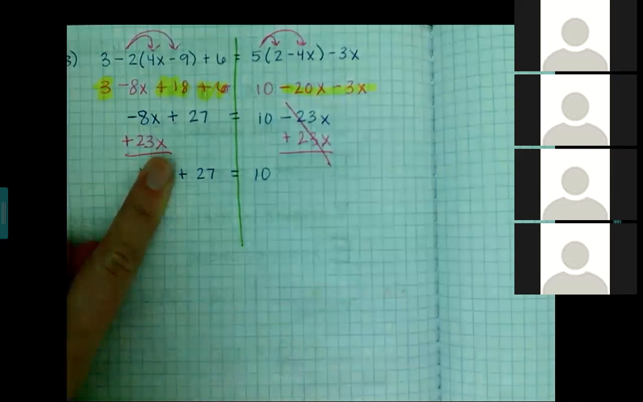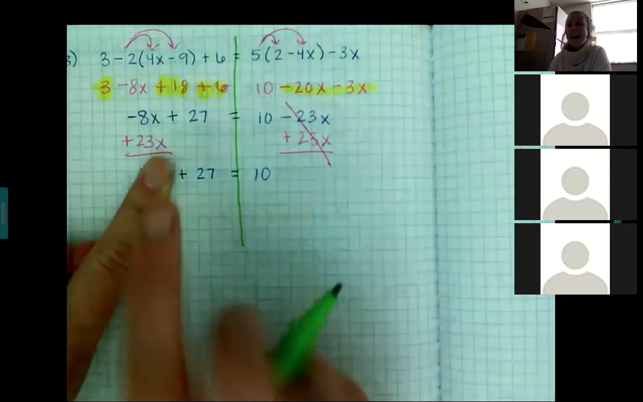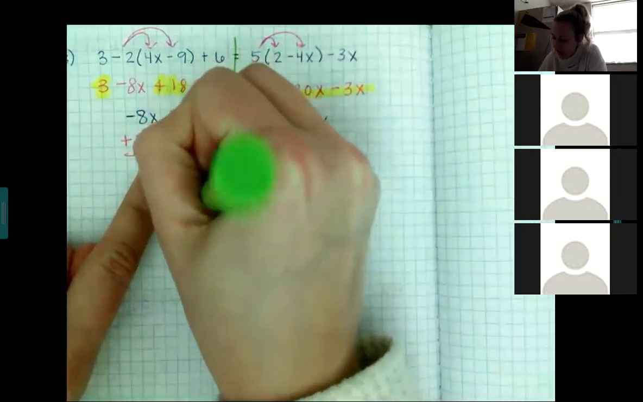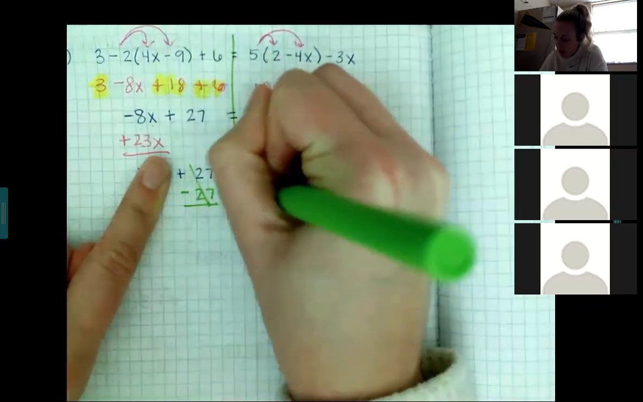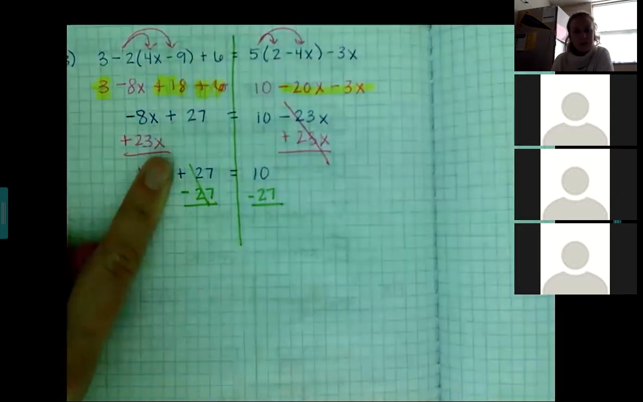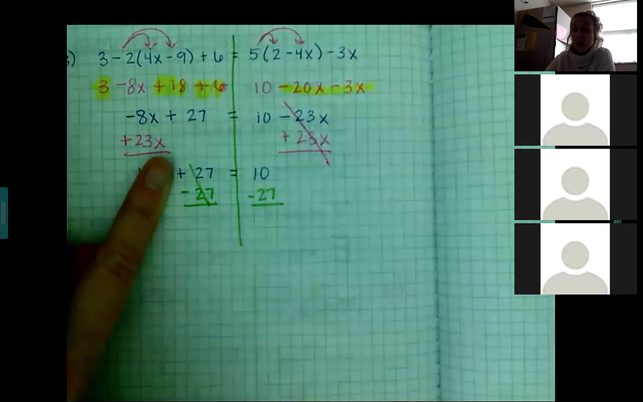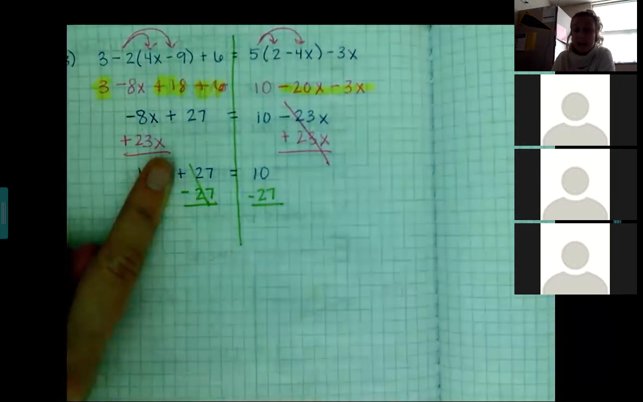Add it to 10. Okay, be careful, not add. It says add. What do we do? Subtract. There you go. Good job. Subtract 27 on both sides. Are y'all with me? Yes. When y'all get here, y'all better get this part right or I'm going to be mad, because this is the easy part we've been doing.